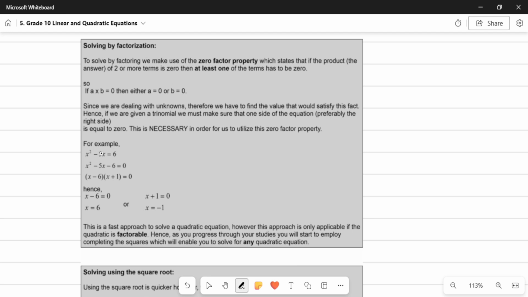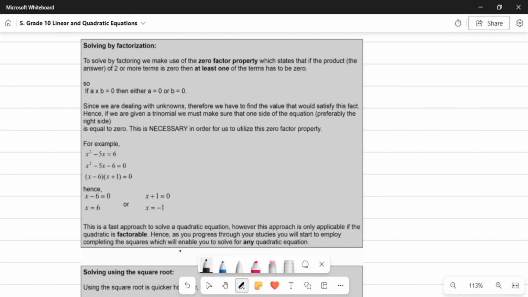Very important word. Sometimes you may be given a quadratic and you are unable to factorize it, right? How you would know this is you wouldn't be able to find two terms that when multiplied together give you the last term, and when added together give you the middle term. Or if you put it in the calculator, you get i. Once you get i, it means you cannot factorize that quadratic. Hence, as we progress through the course, you will start to employ completing the square, which will enable you to solve any quadratic equation. That's at a grade 11 and grade 12 level. So for now, what you need to know is that you will always be given a quadratic that you'll be able to factorize, right?